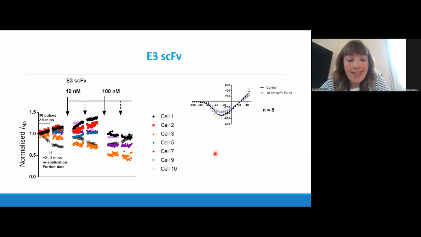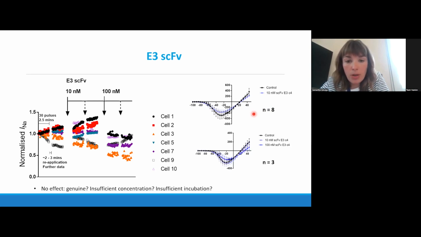Looking just at 10 nanomolar, we really aren't seeing much effect at all, even with an N of 8. And then when you move on to 100 nanomolar, suddenly we've got quite a high attrition rate because of the amount of cells making it through, and still we're seeing no effect. So we're wondering, is this genuine, or is it that there's an insufficient concentration or an insufficient incubation time?